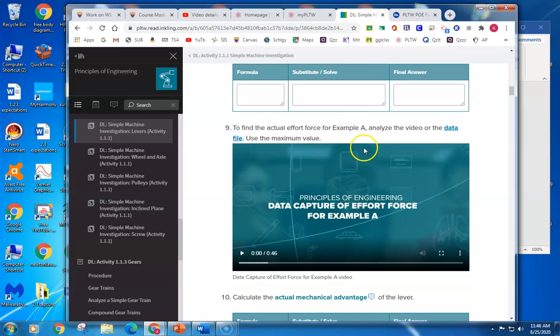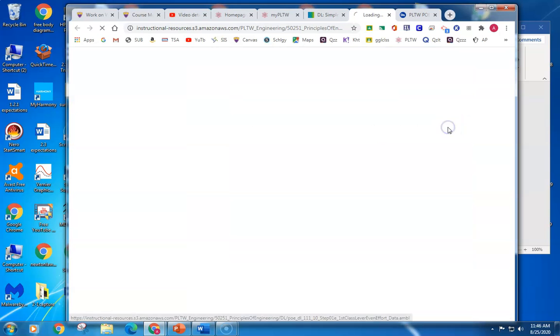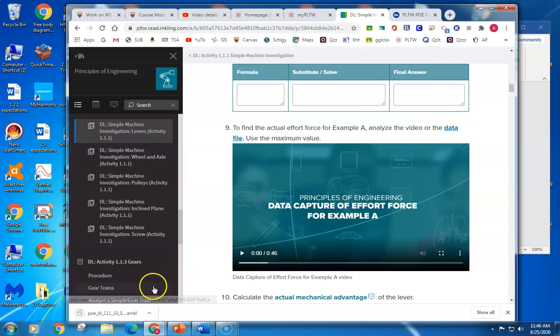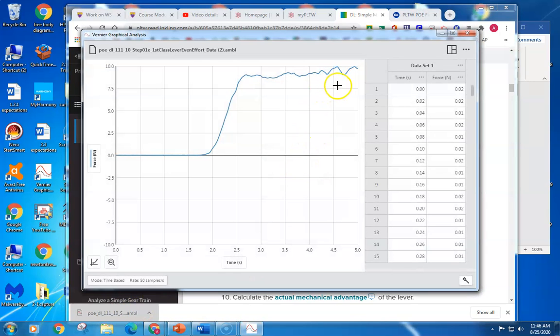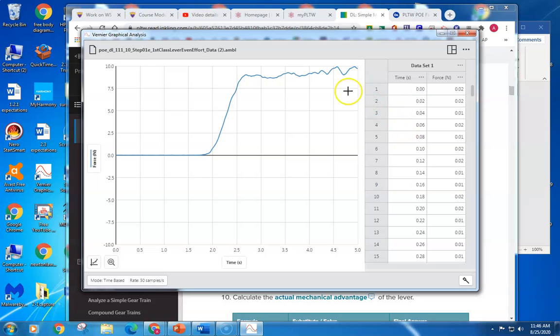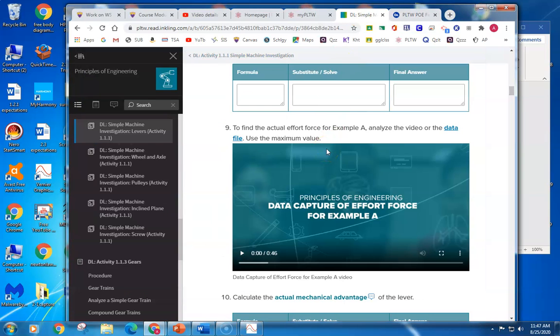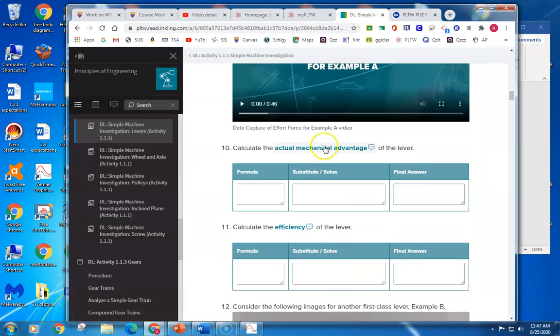The next thing we're going to do is measure the actual effort force. I don't know if you guys are going to be able to load these or not, but they've got some data from that little force sensor they showed pulling on it. So this is a little force sensor that you might use. And it looks like it says to use the maximum value. So the maximum value looks like it hits pretty close to 10. So we're going to use that as our FE in the next problem here. Which one are we working on? We're working on number 10.